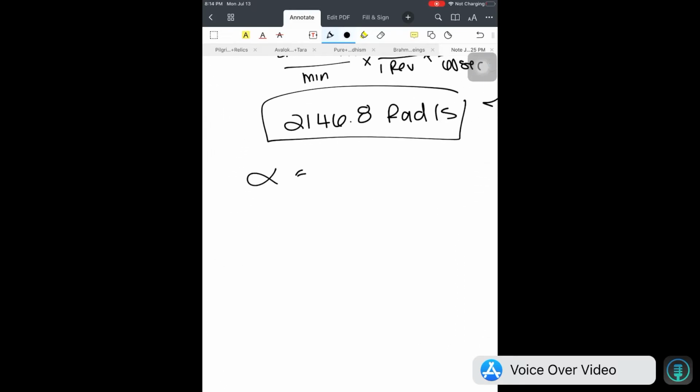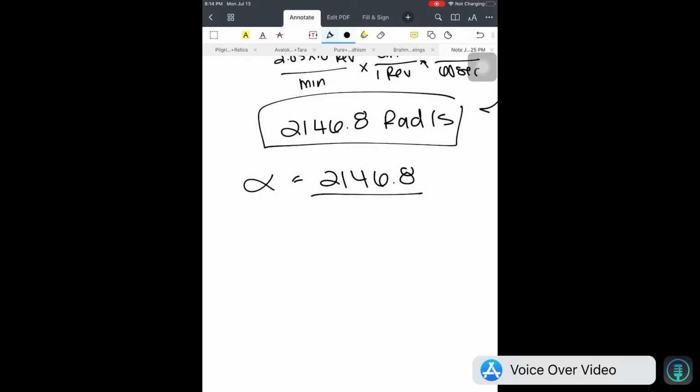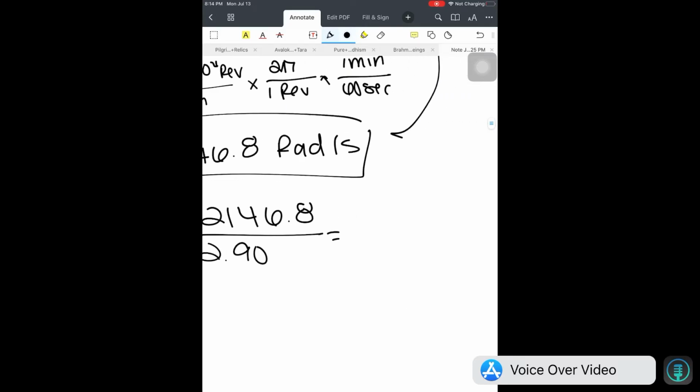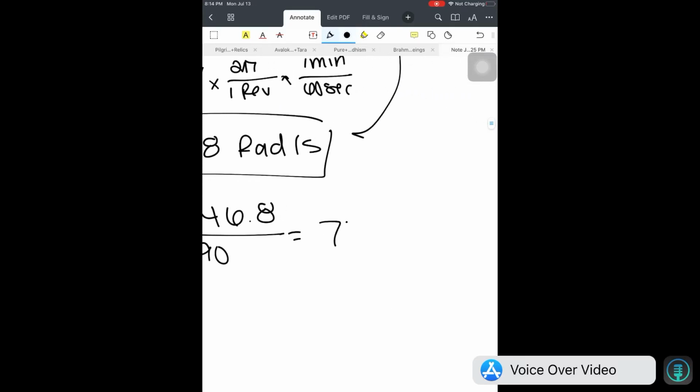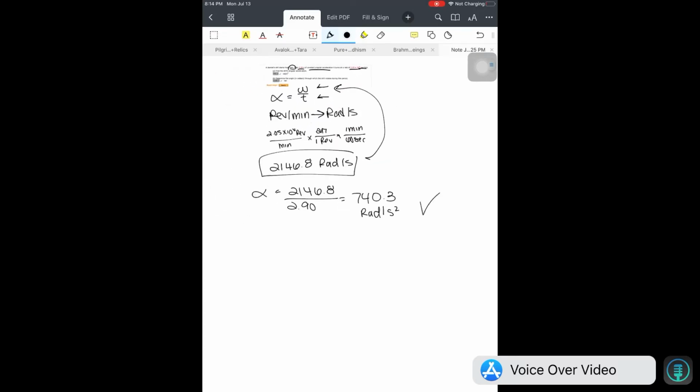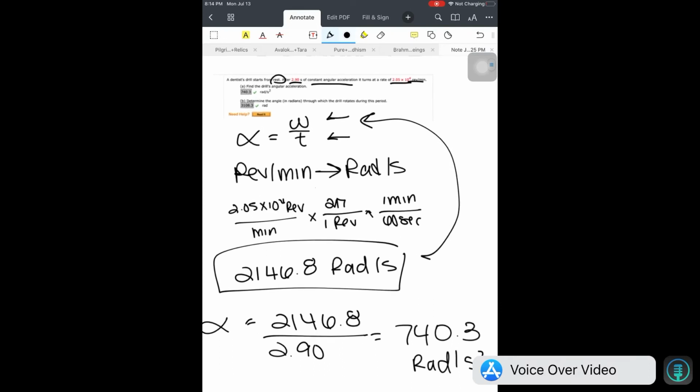So we know the angular acceleration is equal to W over T. So we found what W is. It's 2146.8 divided by 2.9. Okay? And that will give us 740.3 radians per second squared. Okay, that's the angular acceleration for this problem. Okay, and then we checked, and it was the correct answer.